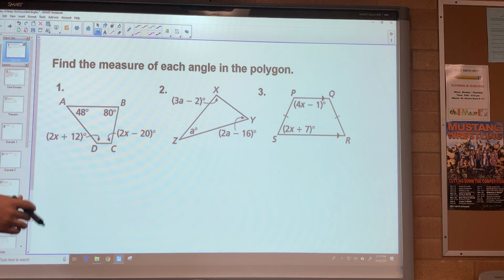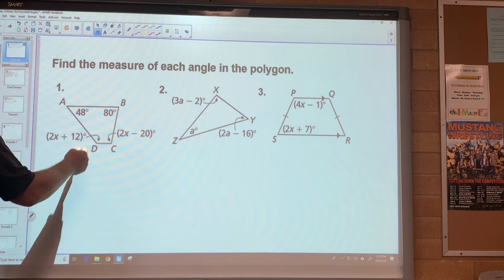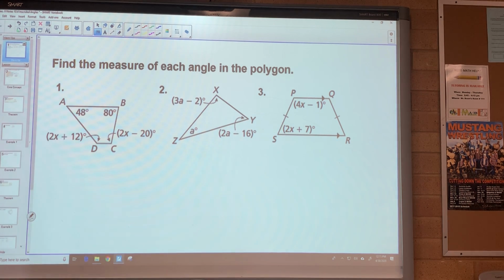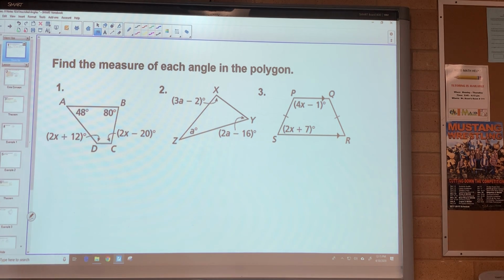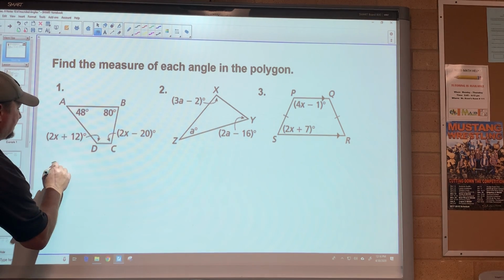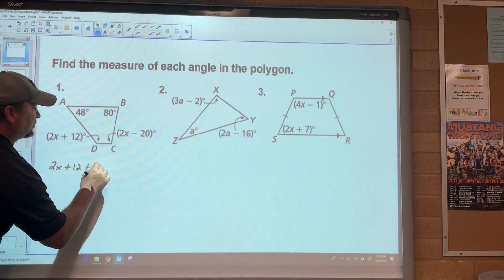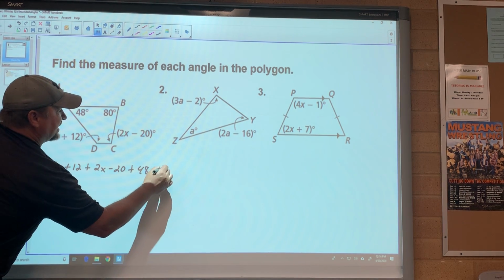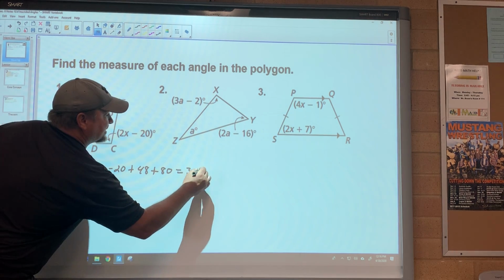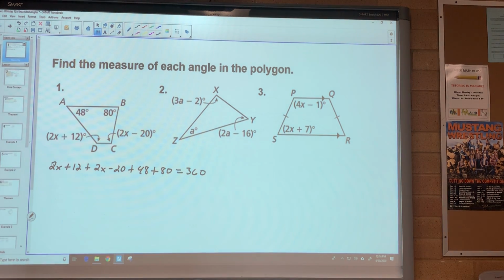We're just going to review this real quick before we go into the lesson. How would I find x, find the measure of each angle on this picture? Well, I would need to find x first. First thing I need to understand is that it's a four-sided shape, so it's a quadrilateral. All quadrilaterals add up to 360 degrees. So we would say 2x plus 12 plus 2x minus 20 plus 48 plus 80 equals 360. That's how I would set up that problem to find my x.